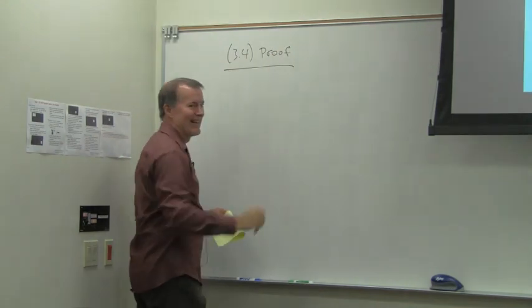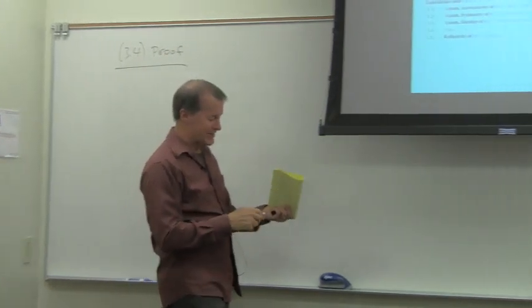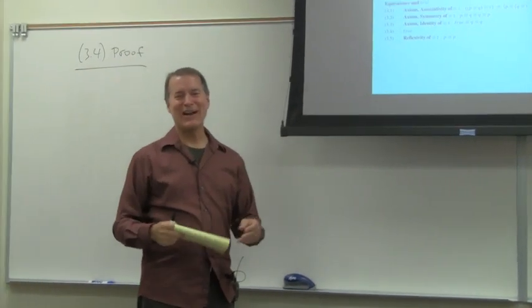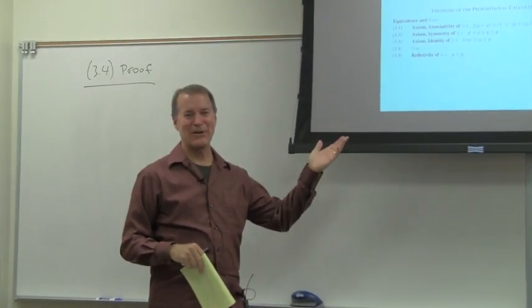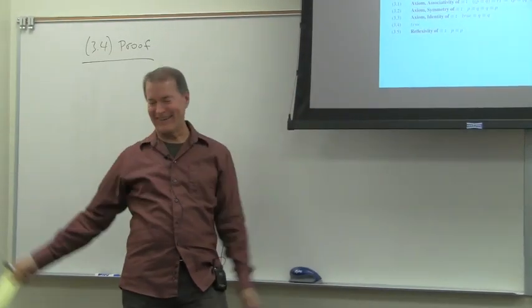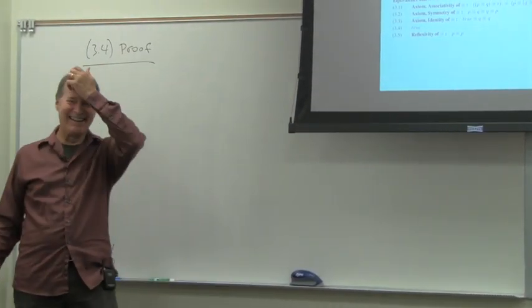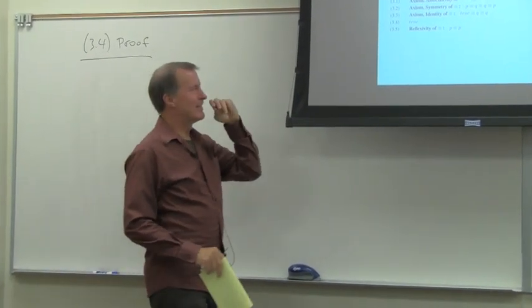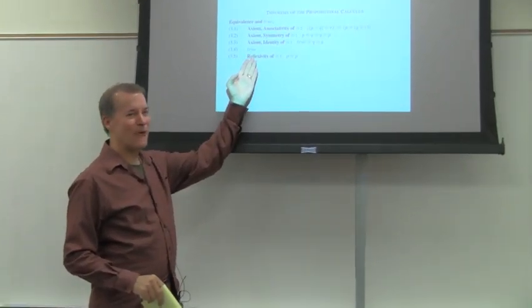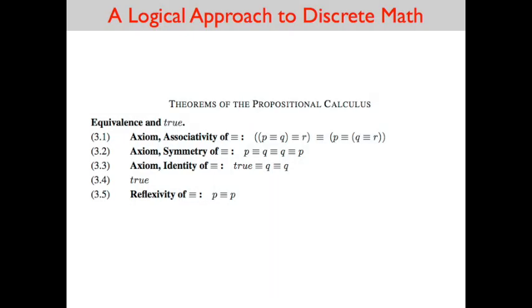We're proving true. Exactly. Look at this. And I tell you, try to explain to your math professor that true is a theorem, and what are you talking about? This is very unusual. Because look, 3.4 says true, right? But it doesn't have the word axiom in front of it. What does it even mean? Well, no, it's a theorem. So true is a theorem. We're going to prove true.